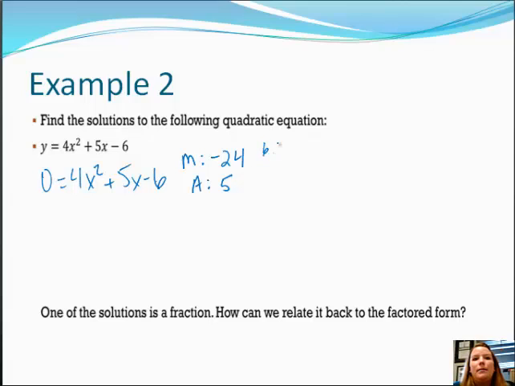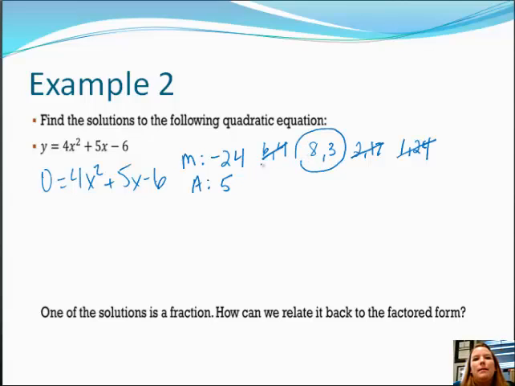So we're looking for two things that multiply to get 24 and add to get 5. So I have 6 and 4, 8 and 3, 2 and 12, and 1 and 24. Now obviously that does not get to 5. That does not get to 5. 6 plus 4 is 10, and 6 minus 4 is 2, so that doesn't either. So we have 8 and 3.